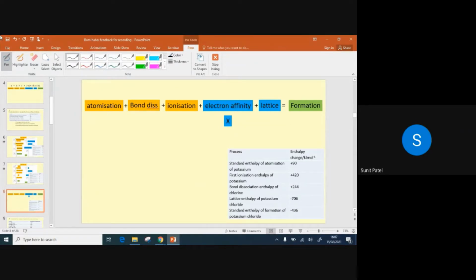So let's have a look. The first number we had was 90 from our graph, and from the table we can look at the bond dissociation. Now remember, we've got to be careful here, we can't just pluck the number straight from the table, because this is per mole and we've had to use half a mole. So the value here is 122.